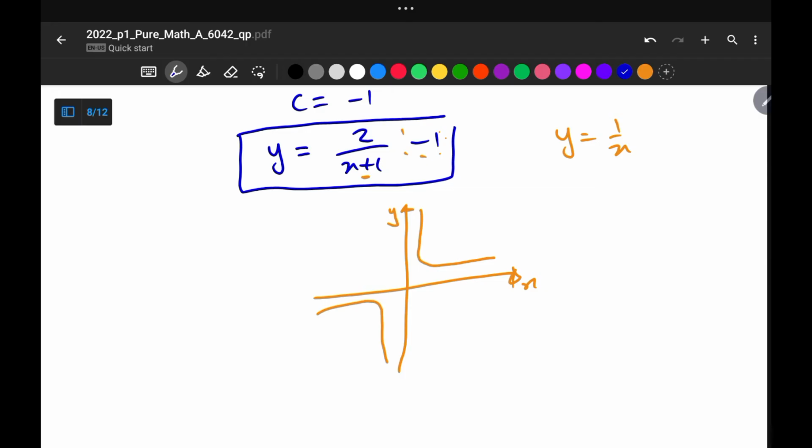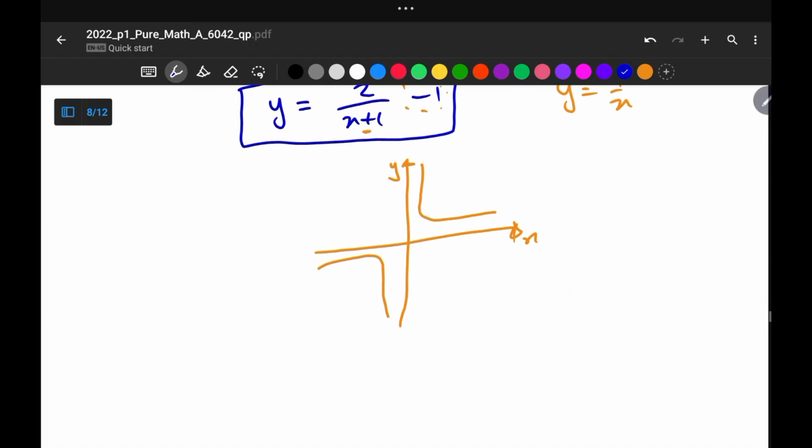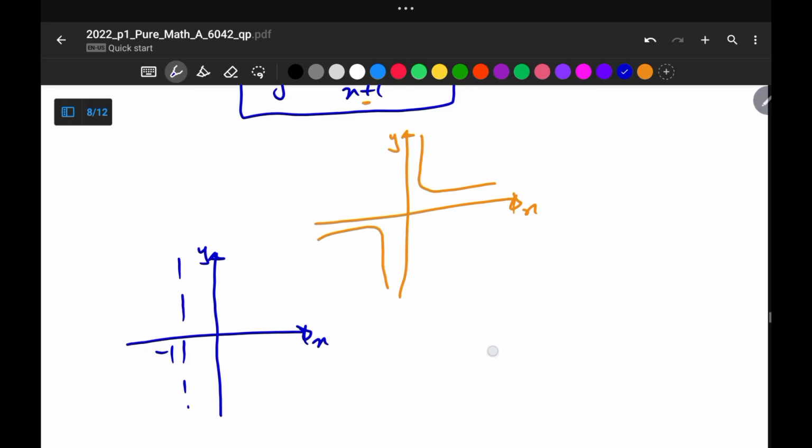So let us start by transforming this graph by 1 unit in the negative direction of the x-axis, meaning to say this asymptote at x = 0, or the y-axis, will be translated by 1 unit in the negative direction of the x-axis. So it will be like this. So our new asymptote will be at this. This one is our y-axis. This one is also our x-axis.